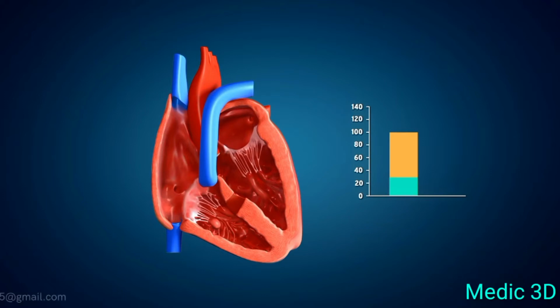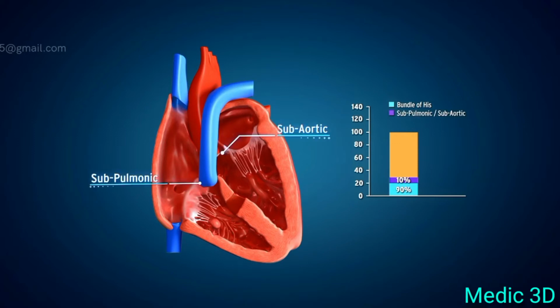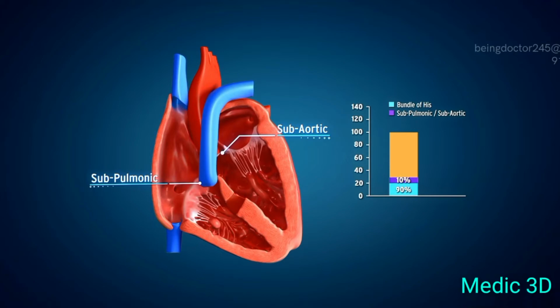Ventricular septal defects are of two types. Presence of membranous septum very close to the bundle of His. It is seen in 90% of the cases. In 10% of the cases, VSD is present below the pulmonary valve, subpulmonic, or below the aortic valve, subaortic. It may also be present in the form of multiple defects in the muscular septum.